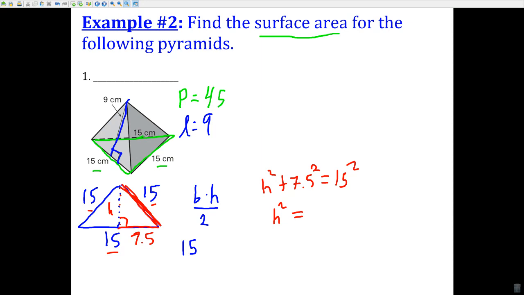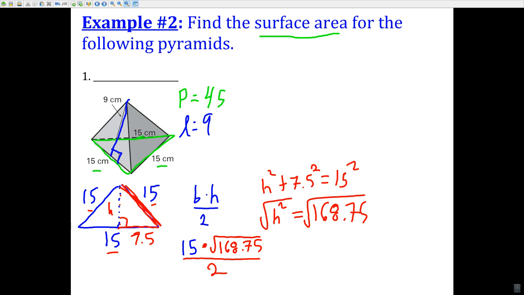I got 168.75. Now you take the square root, okay? And you know what? For the sake of this problem, I'll just not even click enter on that. Just write the square root of 168.75, okay? And then divide it by 2. This is what you want to punch into your calculator. So you're going to do 15 times square root of 168.75 divided by 2. Okay, and then you get whatever that answer is.